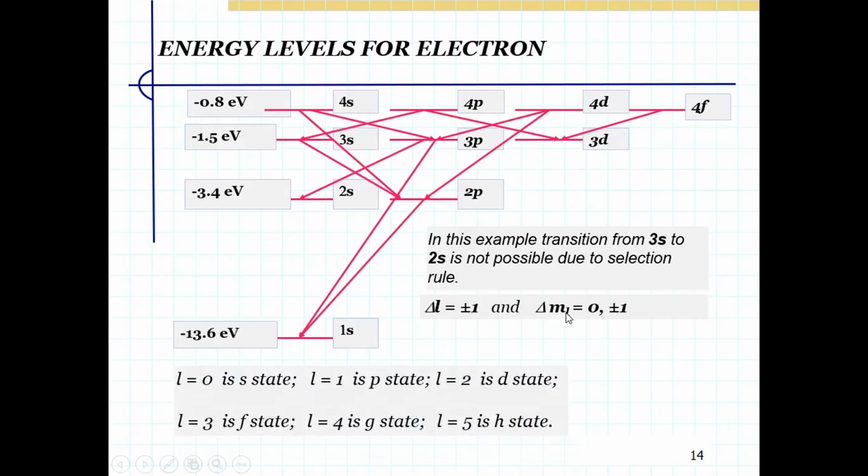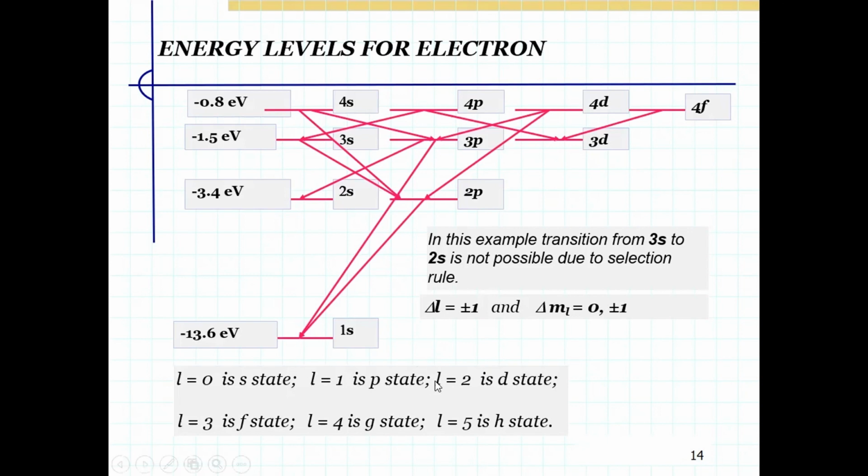Similarly, delta M must be either 0 or plus minus 1, and this is the orientation, the direction of the vector for the angular momentum, capital L. The L vector must have the direction change, either 0 change, or a plus 1 change, or minus 1 change.